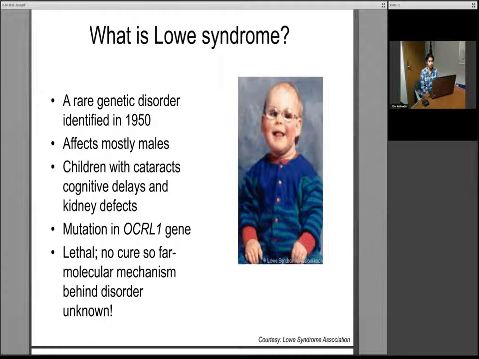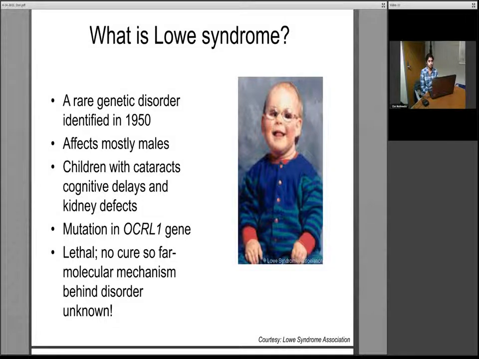So, male children who are born with Lowe syndrome have cataracts in their eyes at the time of birth, and by 1 year of age, they develop kidney failure and other kinds of renal problems, and also exhibit mental retardation and cognitive delays. So over the years, the kidney dysfunction just worsens over time, and eventually these patients succumb to end-stage renal disease, which ultimately kills them by the second decade of their life.